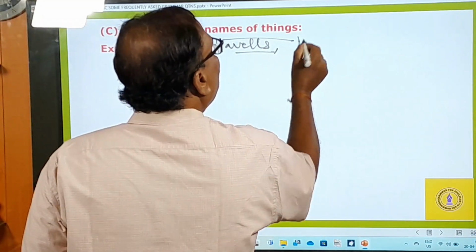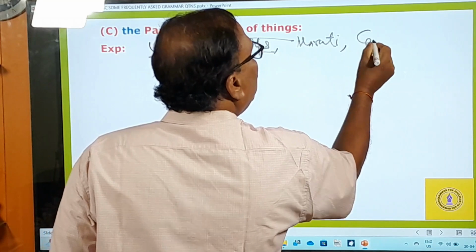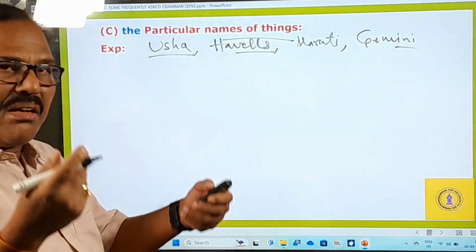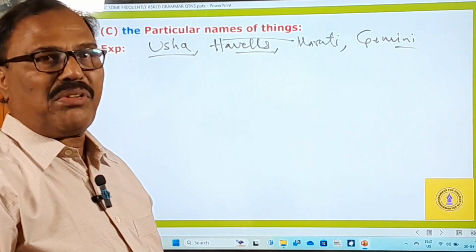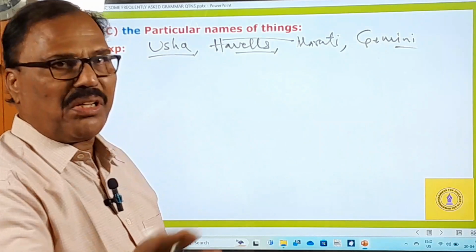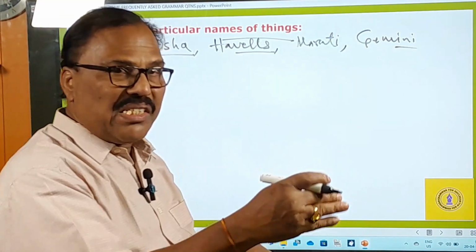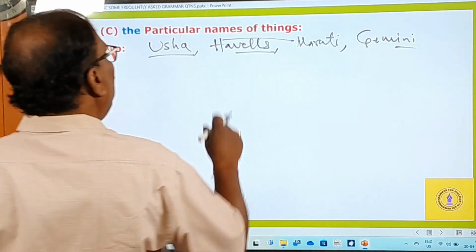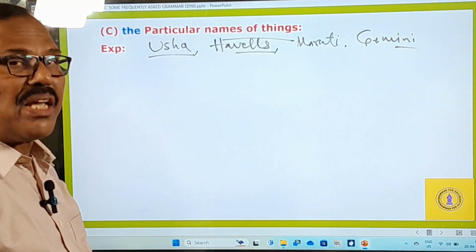And here Maruti is there. Maruti is the name of that car. And Gemini is there. Gemini is the particular name of that tea powder. Three Roses is there. It's a particular name of that tea powder. That is tea powder, this is tea powder, no doubt about that. But the thing is, Gemini is its own name, Three Roses is its own name, Brook Bond is its own name. And before all these particular names of things, we should never use any article.